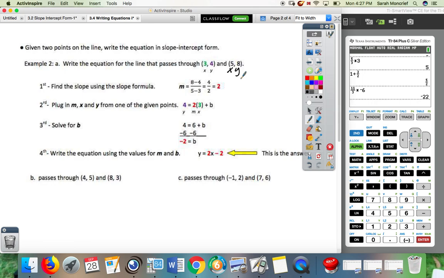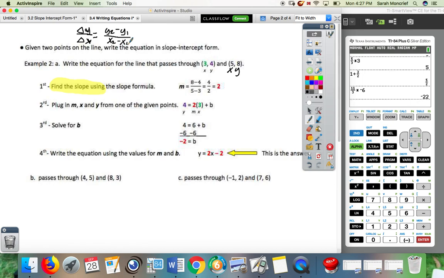So this is extremely similar to the ones we just looked at, except the first thing we got to do is find the slope using the slope formula. And for those of you who might have forgotten the slope formula, it is delta y over delta x. Now that might not help you much, but that means we are just looking at y2 minus y1 over x2 minus x1.